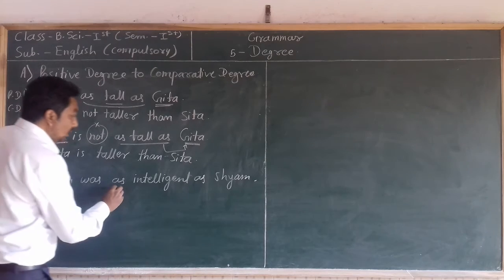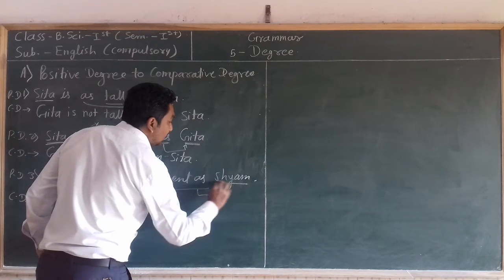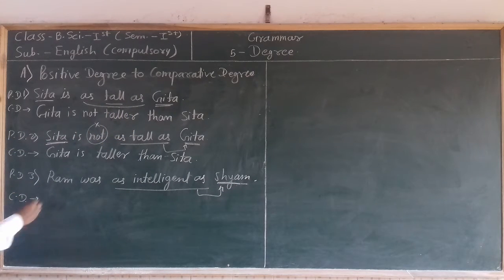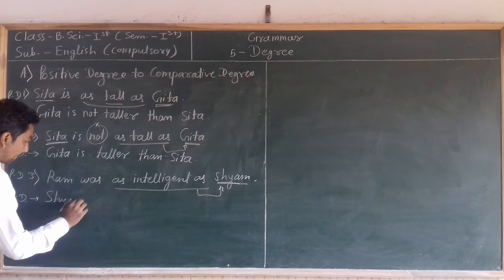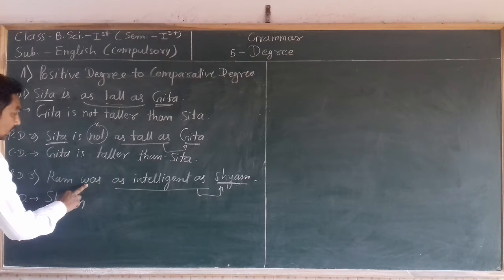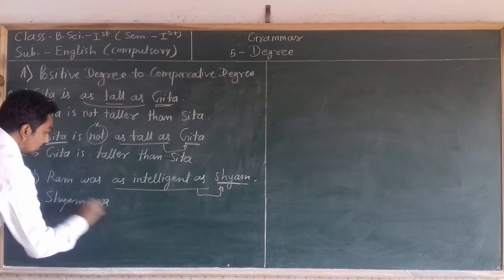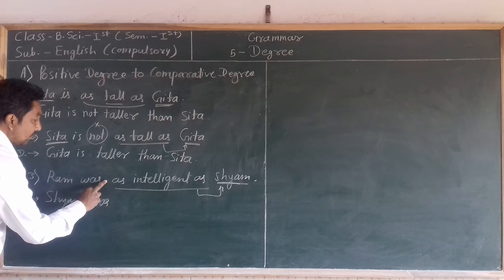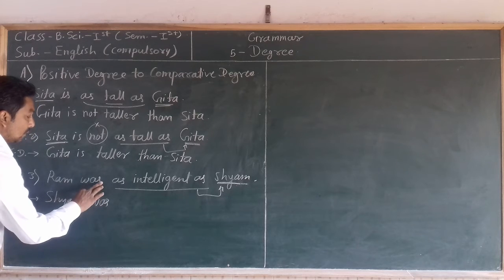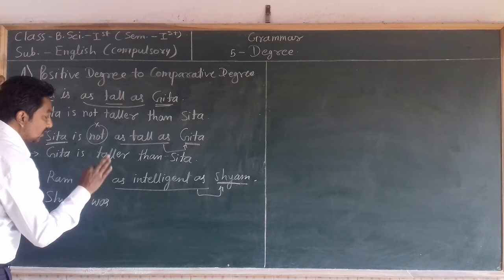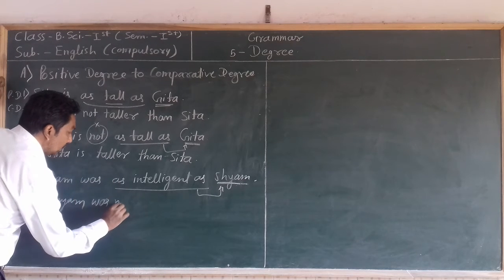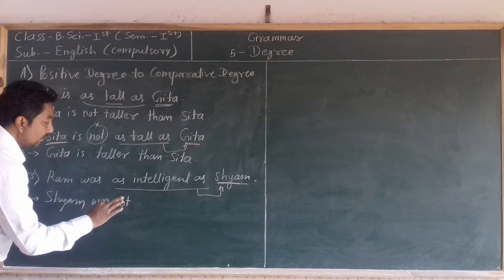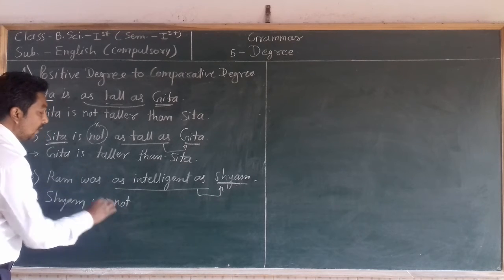So first see what is given after as. There is given Shyam. So take this object as a subject in comparative degree. Then take the helping verb as it is. Then see, in positive degree, there is given no, not, never, this kind of words in front of the helping verb or not. Here is not given no, not, never, this kind of word. So take not here. If there is given, don't use not. If there is not given, then use not in front of the helping verb.